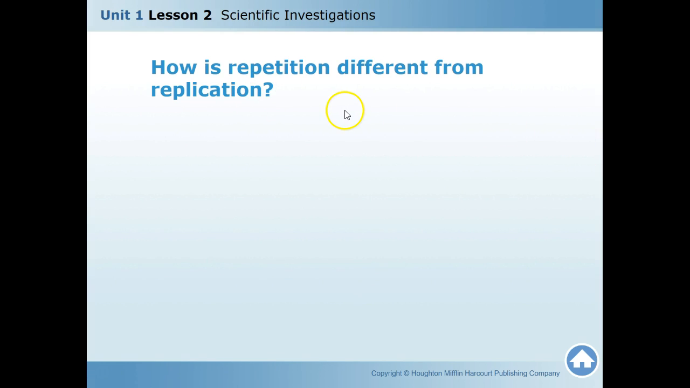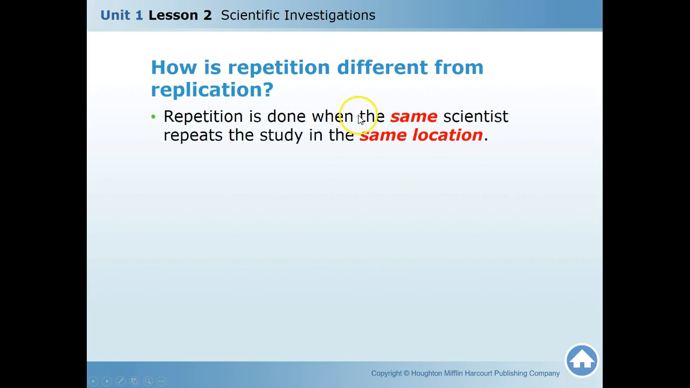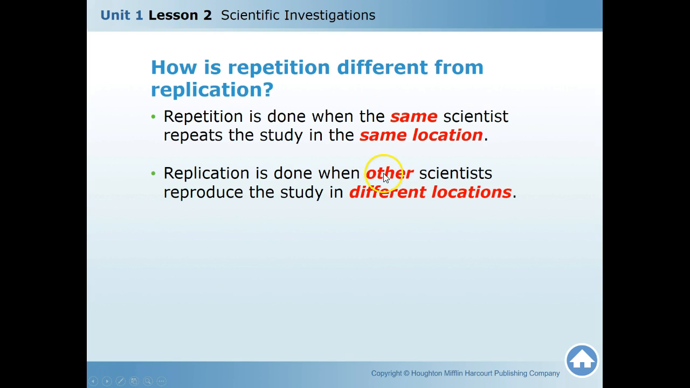So how is repetition different from replication? We know that repetition is done when the same scientist repeats the study in the same location. Replication is done when other scientists do the study in different locations. So for repetition, you can always remember the word same, and for replication, you always have other and different. That should help you remember the difference: repetition is the same scientist in the same location, and replication is other scientists in different locations. And that is the end of the section.